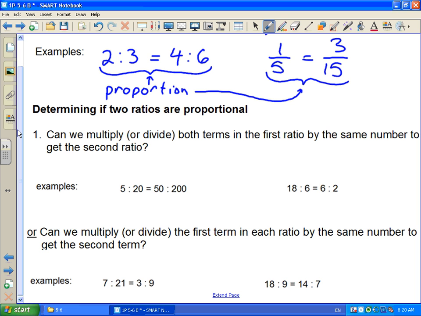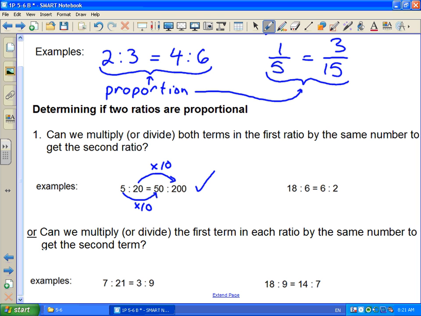If we look at this possible proportion here, 5 to 20 equals 50 to 200, we can see that if we take our 5 and multiply by 10, we get 50. So we take the first term in the first ratio, multiply it by 10, and we do get the first term in the second ratio. If we can also take the second term in the first ratio, multiply it by 10, and get the second term in the second ratio, then yes, this is a proportion.